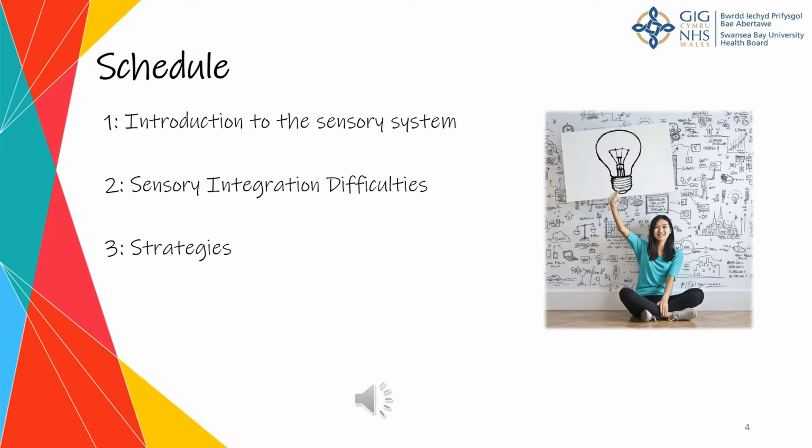The schedule of this presentation will start with an introduction to the different senses that make up our sensory system to build a general understanding of what each system does and how they work. This will then be followed by common sensory integration difficulties and how they may affect a child's functioning in activities of daily living. Finally, we will look at strategies to help children that may experience sensory difficulties in order to maintain regulation and to get involved in activities that they either need or want to do.